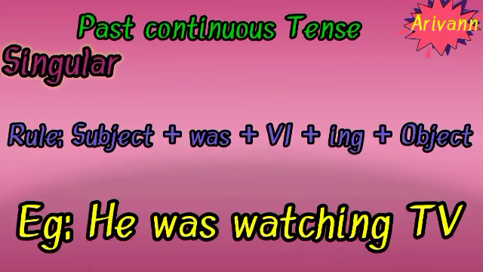He was watching TV. Here he is the subject and it is in the singular form. So you need to follow this rule. Here he is the subject, it is in singular form and you need to add was. Then verb 1 is watch. You need to add ing plus object. To form past continuous tense, if the subject is in singular, you need to follow this rule.